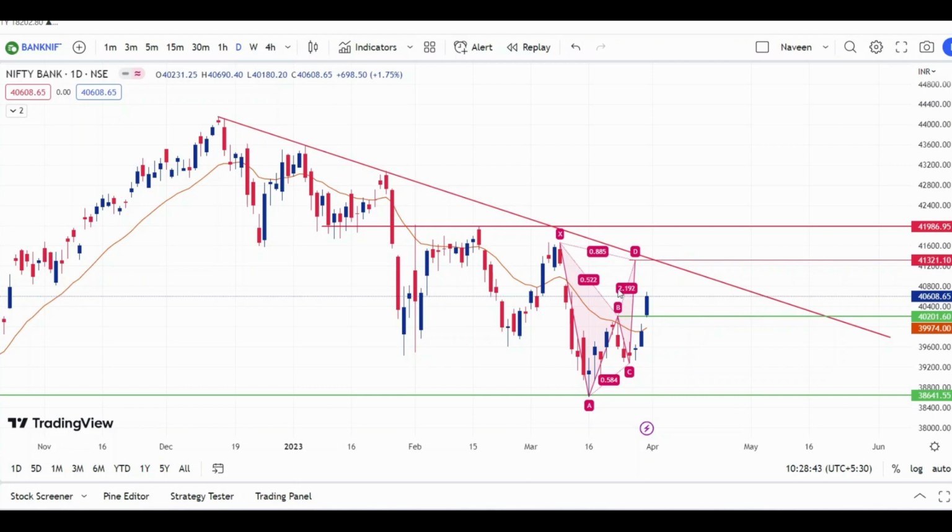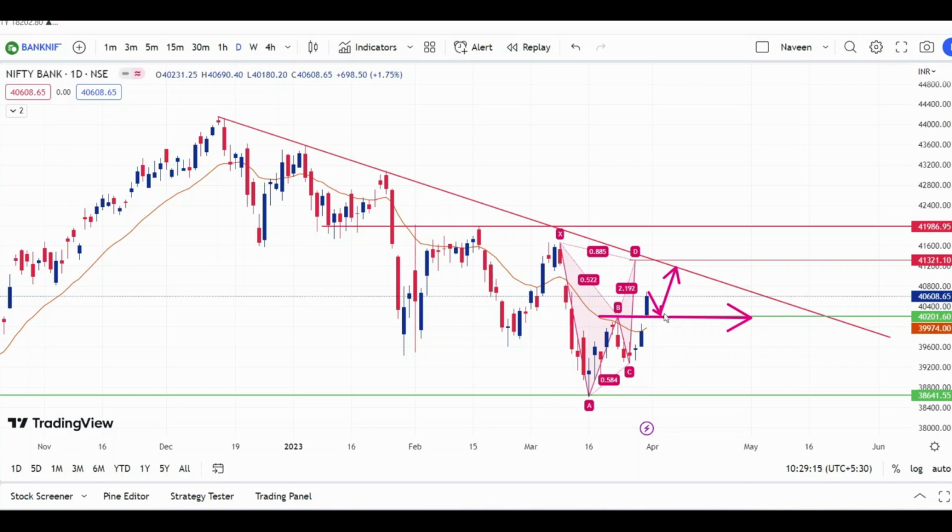If so, for the coming week, what is our view? If index sustains above this level 40,600, then our first target will be 41,000 and 41,321 will be the second target. Even if index tests this 40,200 level also, our view is only on the long side. You can plan a long from here, that is buy on dip strategy, and we can build a long from this 40,200 level.